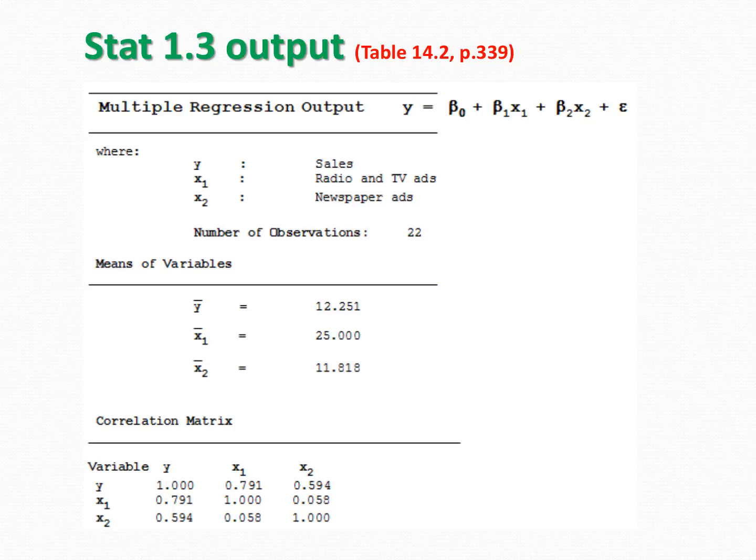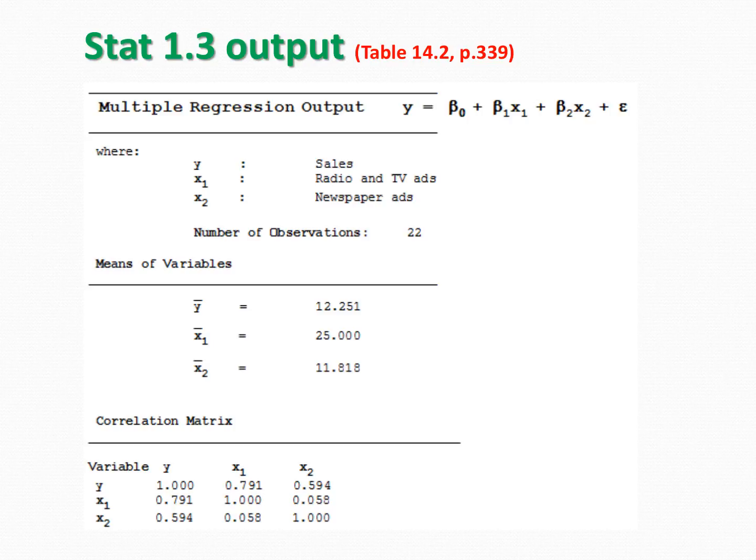Then in your correlation matrix, you will find the correlation coefficient of all the variables. And it doesn't matter if you read it off in the column or the rows, it gives you the same values as it's just the matrix. So between Y and X1, your correlation coefficient was 0.791, and between Y and X2, the correlation coefficient was 0.594.